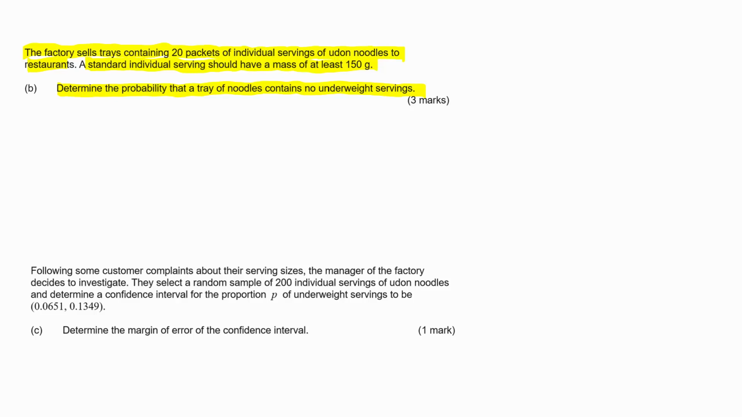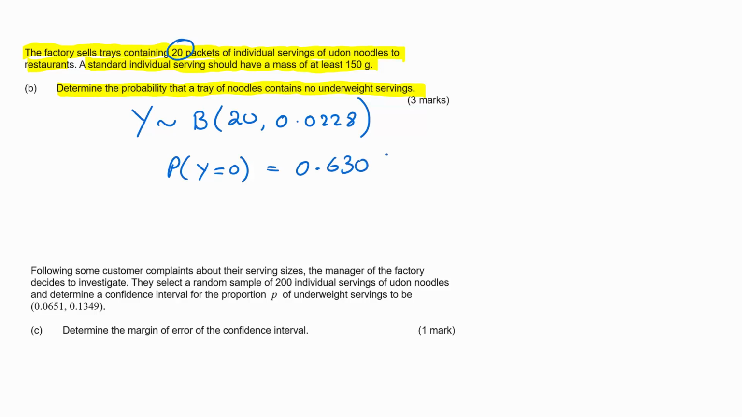So, we could define Y as a binomial with 20 trials, that's the 20 packets, and a probability of being less than 150 of 0.0228, which we were given in the question. We'd then be looking at the probability of Y being equal to 0, and we can find that from the calculator. Again, you've done this sort of binomial PDF stuff many times in class, so I won't get the calculator out and do that. I'll just make the video longer. And that gives me 0.6305.